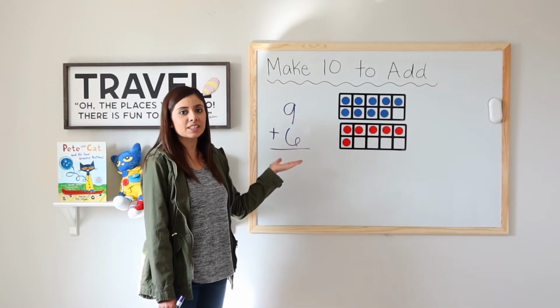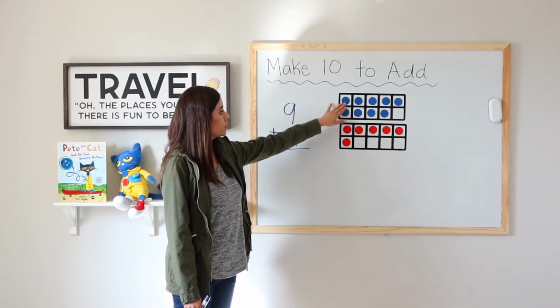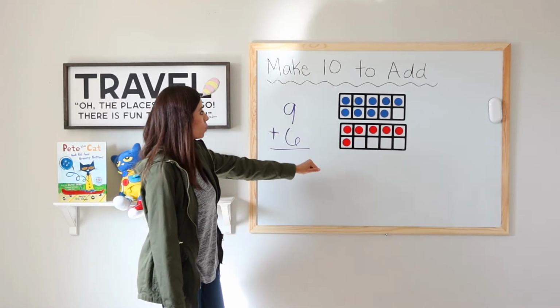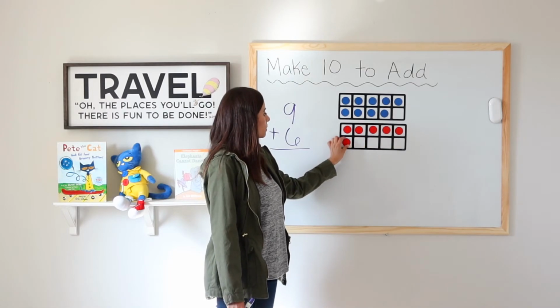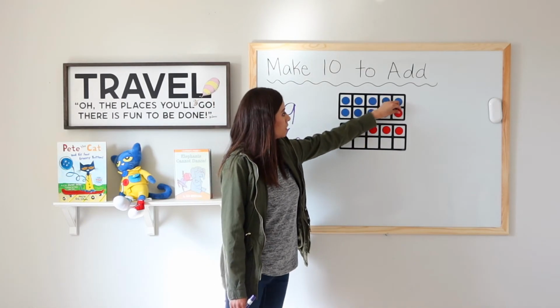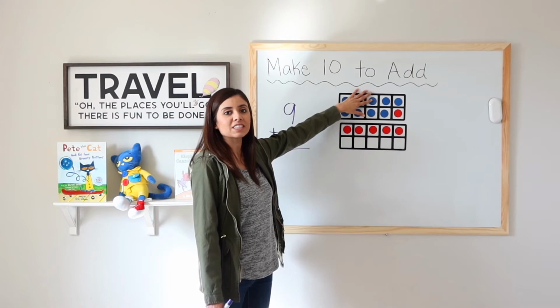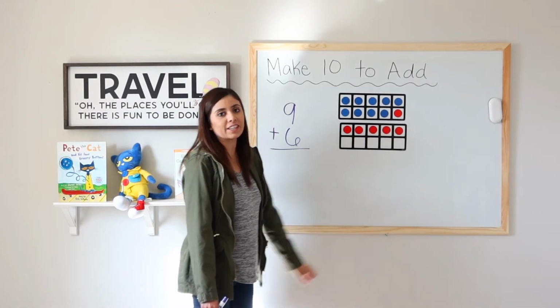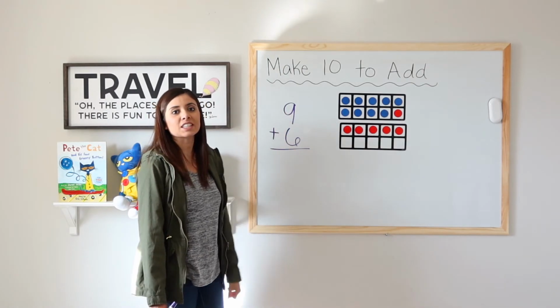9 plus 6. So I have 9 blue plus 6 red. Let's move some red up to make a whole of 10. So I'm going to move this bottom one up. Great. Now I have 10, 11, 12, 13, 14, 15. 9 plus 6 equals 15.